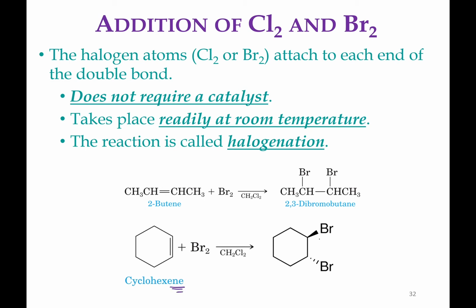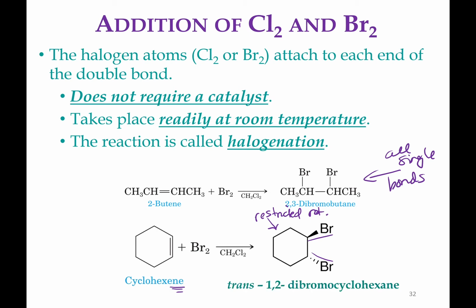But it is a trans addition, so because this final product does have, okay, this product has all single bonds. So it doesn't matter that it's a trans addition because it's going to be free to rotate. But this molecule still has restricted rotation. So we're going to end up with a trans product because it's a trans addition. So trans-1,2-dibromocyclohexane.